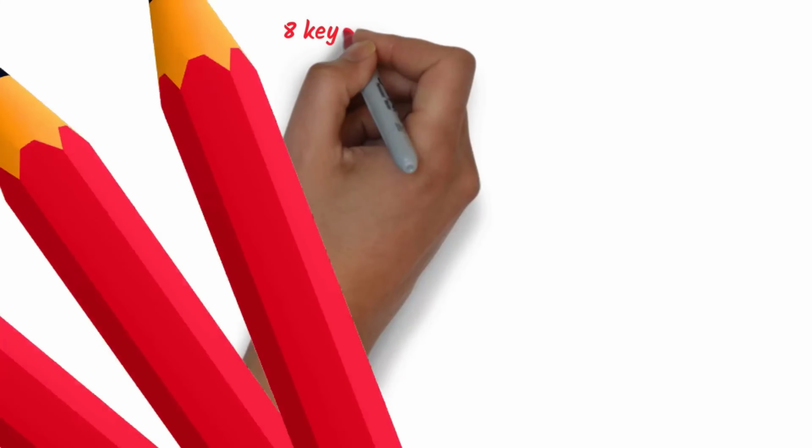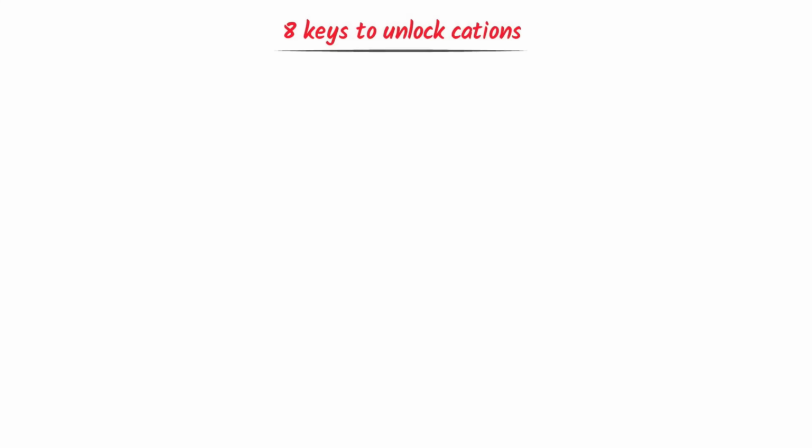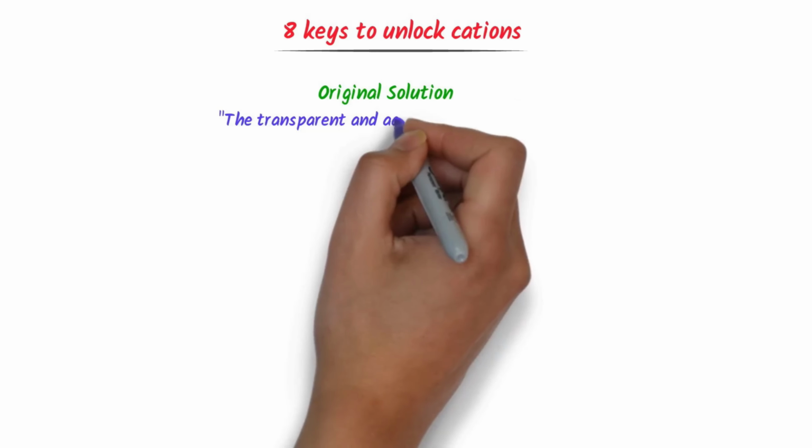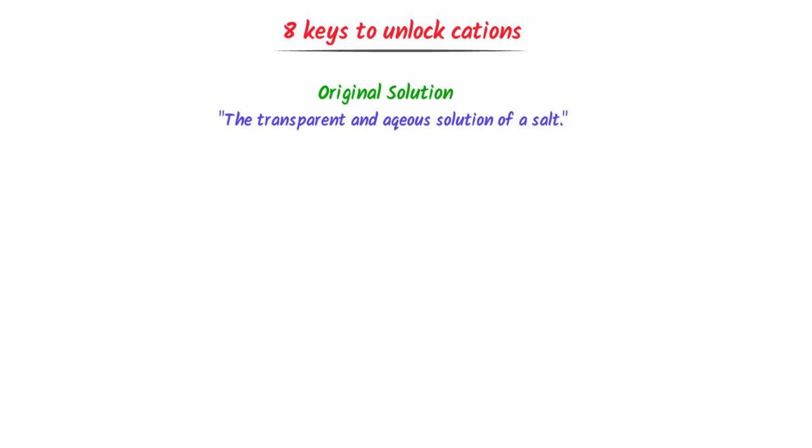Now let me teach you 8 keys to unlock cations of any unknown salt. Firstly, let me teach you about the original solution. The transparent and aqueous solution of a salt is known as the original solution. Its preparation is simple. We take a small amount of salt and add it to cold water or hot water, or we add a few drops of acid to it in order to dissolve the salt in the water. Hence note down this basic concept of the original solution.